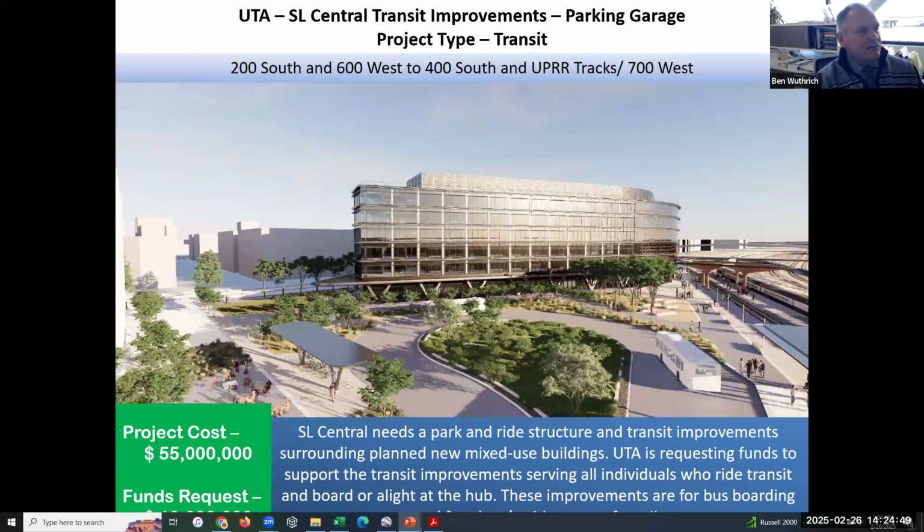The next project is a request from UTA. This is for the Salt Lake Central Transit Improvements. This is a parking garage and park and ride facility at the UTA station there at 2nd South and 600 West. This particular project is estimated to cost $55 million, and the funds being requested is $10 million.